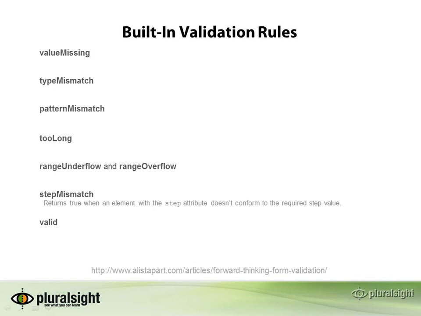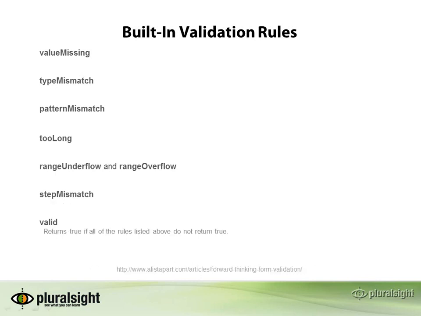A step mismatch will return true if the value doesn't conform to the step value that you've placed within your range element. If the value that you have isn't possible based off of the step value that you have in there, then you'll get a step mismatch. And finally, valid returns true only if all of the above rules do not return true. So this is kind of backwards. All the other ones, if it returns true, it's something bad, but if valid returns true, then it's something good.